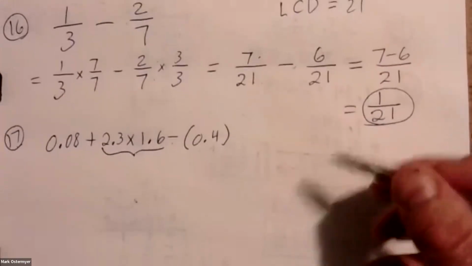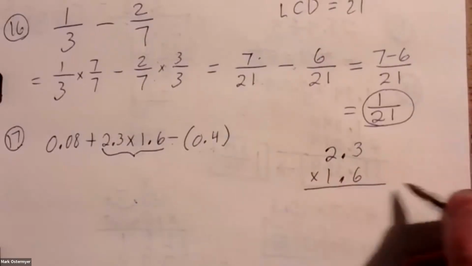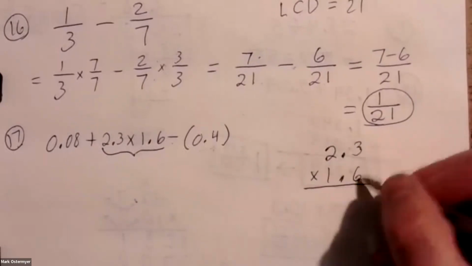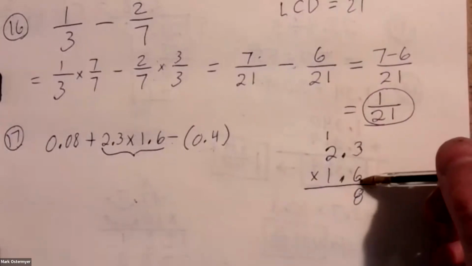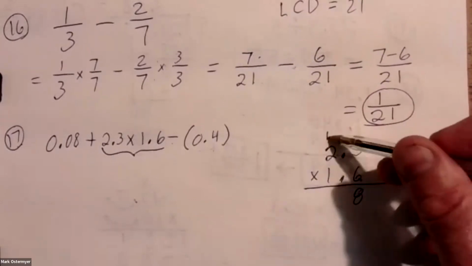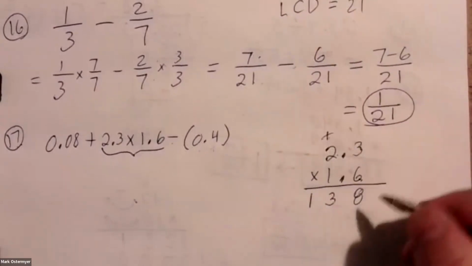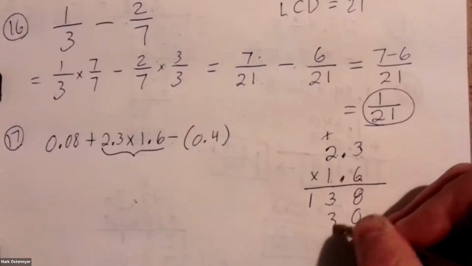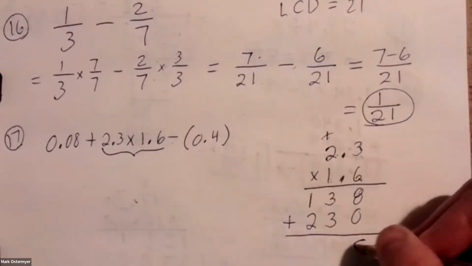Order of operations. So off the side of your paper, let's take the 2.3 and the 1.6, and multiply these together. We'll call this our work area over here. 6 times 3 is 18. 6 times 2 is 12. 12 plus 1 is 13. 1 times 3 is 3. 1 times 2 is 2. Add these together.